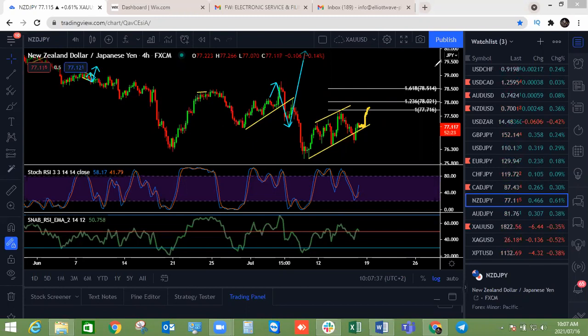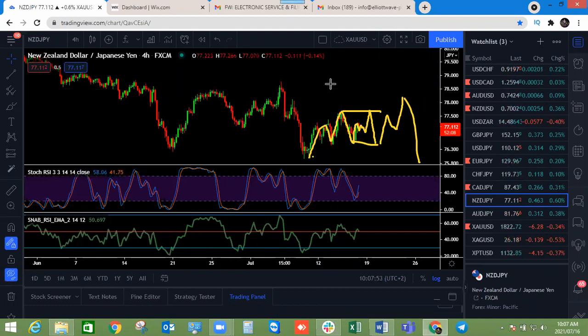Okay, so a possible structure here. We've got 1, 2, 3. This is 3 waves as well, so we can get another 3 waves to touch there. This structure, we can get this one making a move to the upside like this. But that will still be a bearish structure if I switch off here. So you can see this will be typically a WXY structure and then a move to the downside.